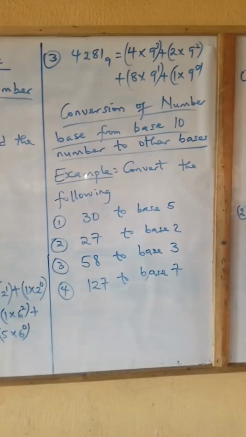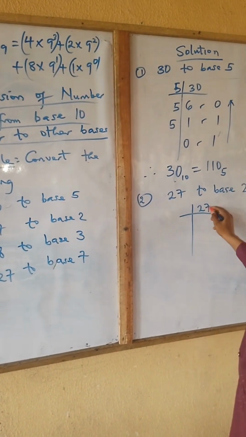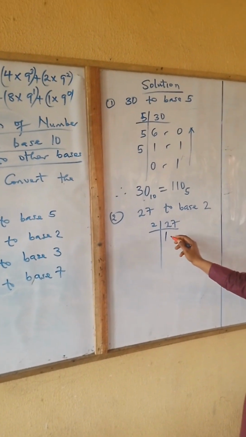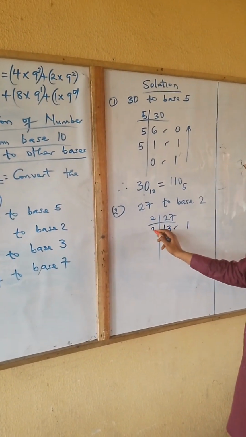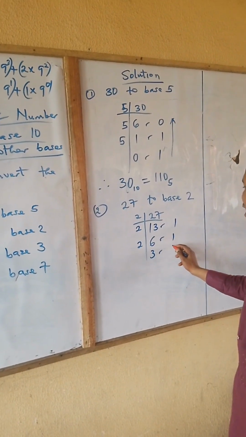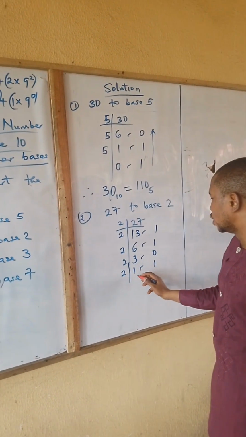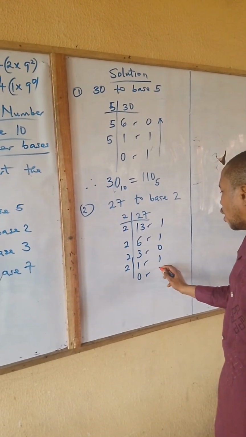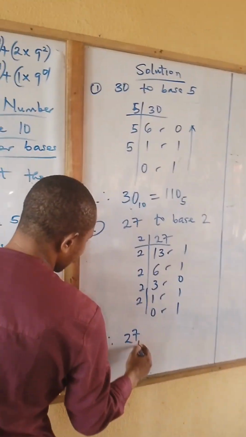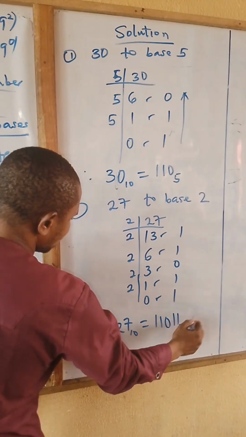Let's solve question 2. We have 27 to base 2. So we are going to have 27 here, and we are going to divide by 2. 2 in 27 will give us 13, remainder 1. 2 in 13 will give us 6, remainder 1. 2 in 6 will give us 3, remainder 0. 2 in 3 will give us 1, remainder 1. And 2 in 1 will give us 0, remainder 1. So we are going to have 27 base 10 to be equal to 11011 base 2.